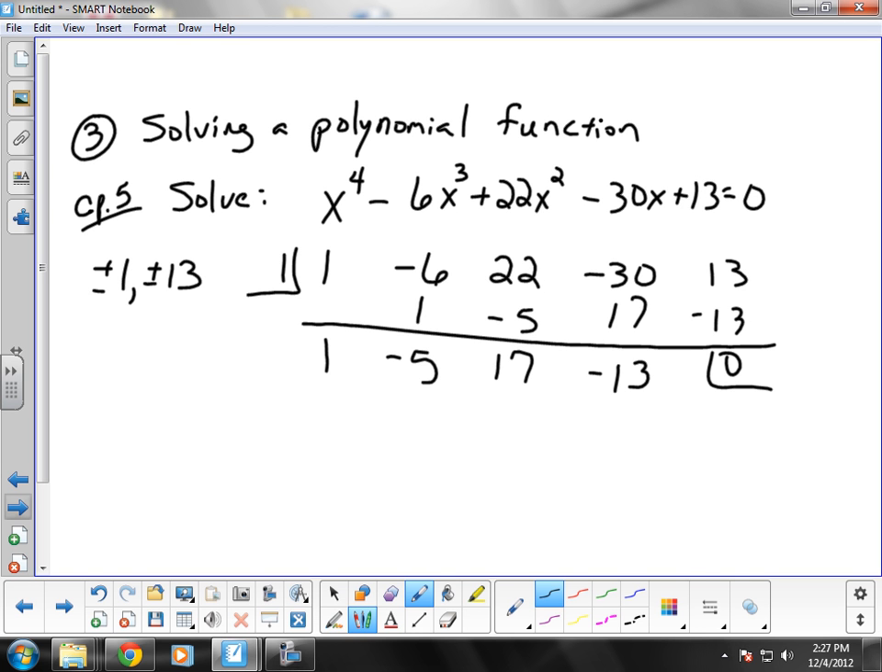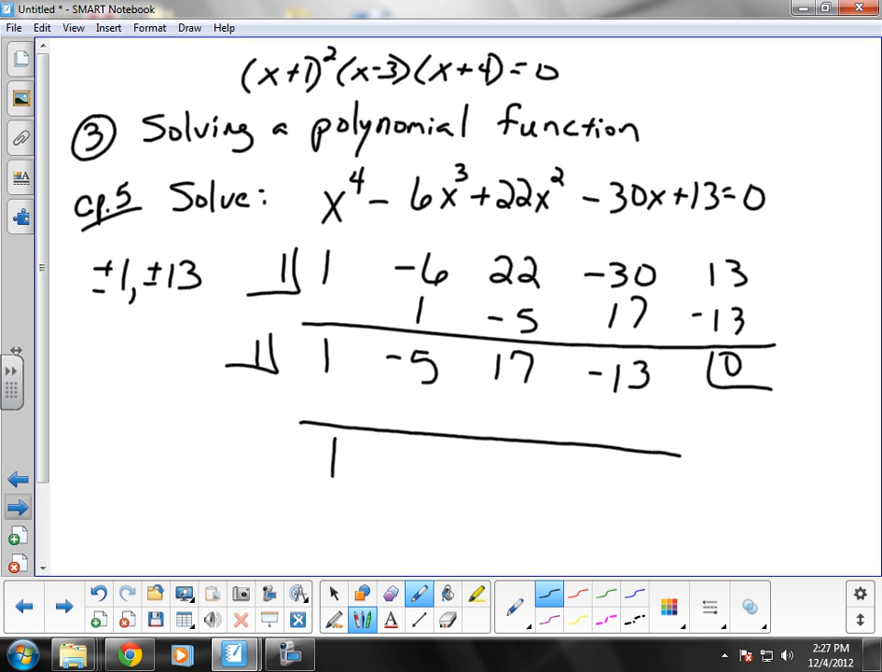When you put it in factored form, sometimes it looks like this: x plus 1 squared times x minus 3 times x plus 4. So this one has a multiplicity of 2, because I just used it twice. The same thing could happen here. That's what I'm saying. Just because you've used positive 1 one time and gotten a solution doesn't mean it might not be used again. So I've still got 4 things I need to check for this result. I'm going to try positive 1 again. And it did work, right?